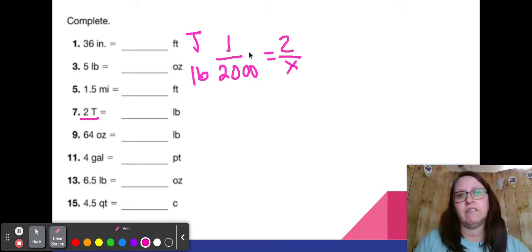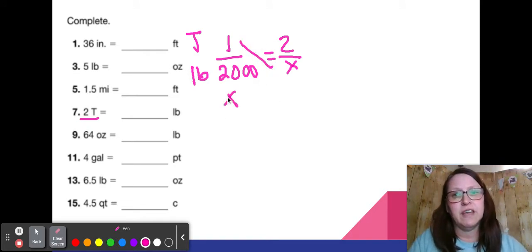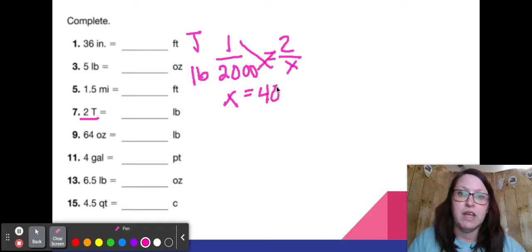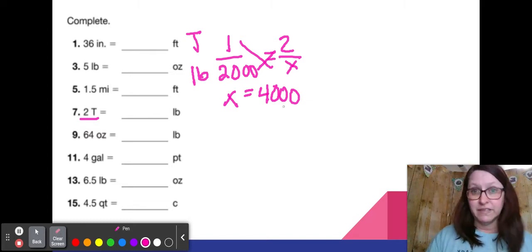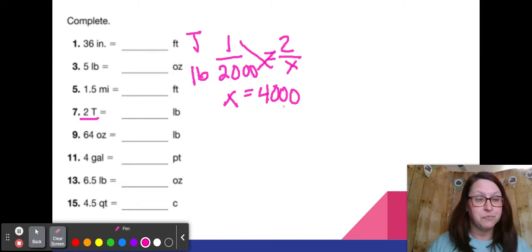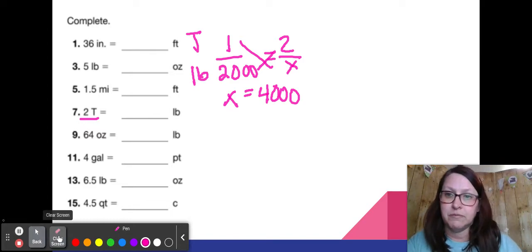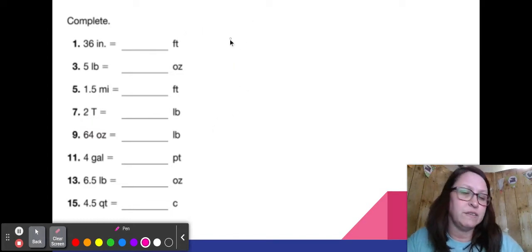Now I'm going to say, okay, I've got to cross multiply. 1 times X is X. 2 times 2,000. 2 times 2 is 4. And I'm going to bring my 3 zeros down. So this one right here, 2 tons is 4,000 pounds. Let's look at number 9. I've got ounces and pounds again.